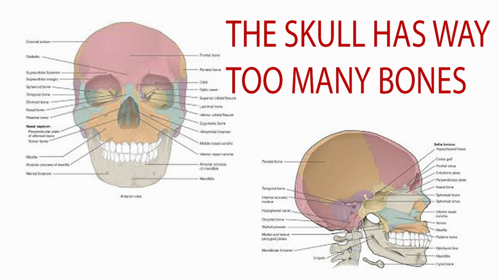The walls of each orbit are formed by contributions from 7 skull bones. Let's list them. 1. Frontal bone forms the roof. 2. Zygomatic bone forms the lateral wall and lateral floor. 3. Maxillary bone primarily forms the medial floor. 4. Palatine bone makes a small contribution to the medial floor. 5. Ethmoid bone forms much of the medial wall. 6. Lacrimal bone, also part of the medial wall, anteriorly. 7. Sphenoid bone forms the posterior part of the orbit.